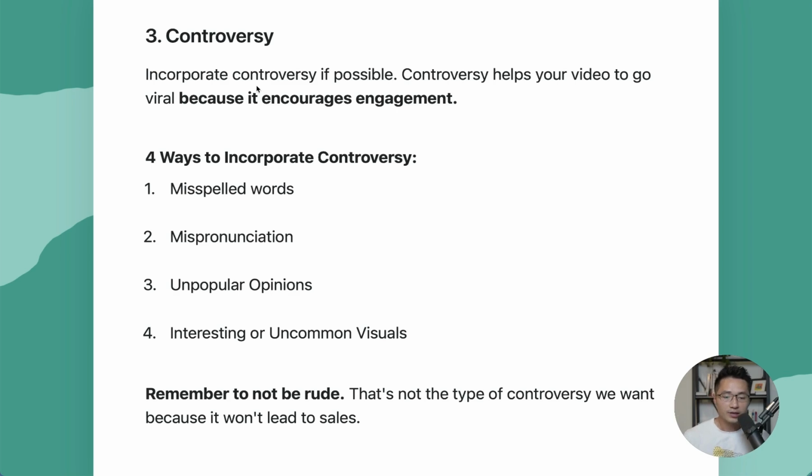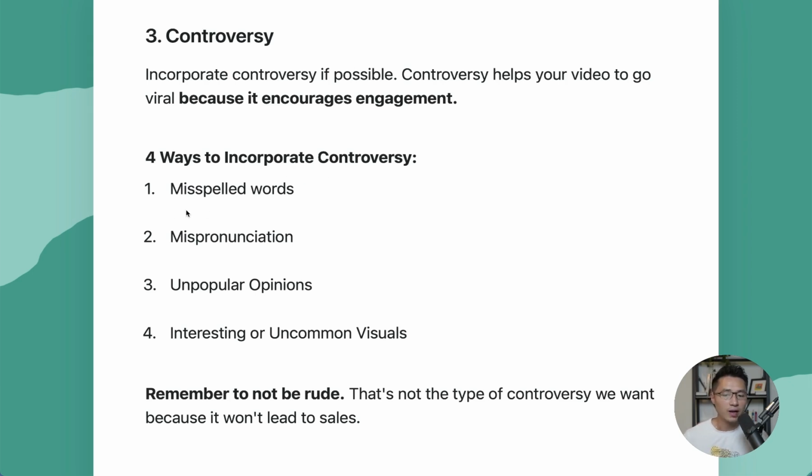So next we're going to talk about controversy. If you could incorporate controversy into your videos, it will be very effective in terms of helping your video go viral because it encourages engagement. And the more people actually engage with your video, like they like it or comment, it only helps your chance of your video going more viral. So here are the 4 ways that you could use to incorporate more controversy.